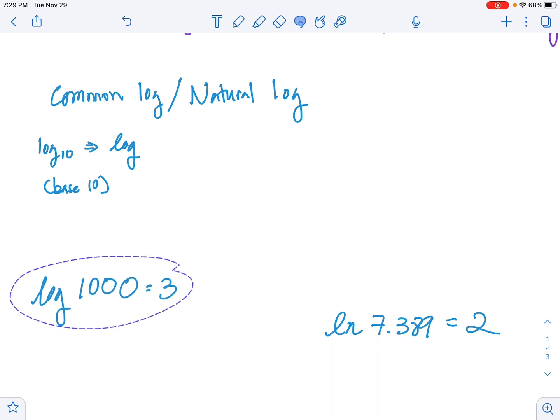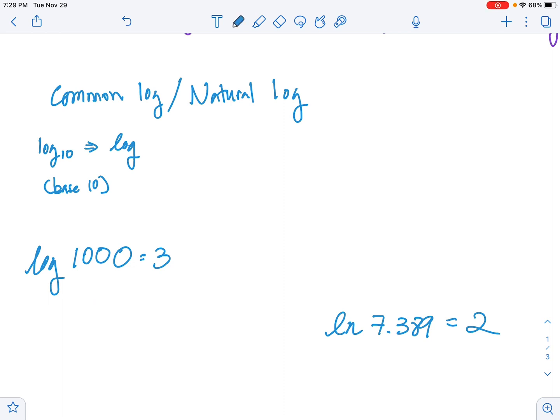An example of that is here: common log of 1,000 equals 3. If I wanted to rewrite this into exponential form, it's not that I'm missing a base. This is called common log, so I know it's already a base of 10. If you really want to, you can put the 10 back in there to remind yourself that it's a base of 10. But again, if you don't see it, it's always base 10.